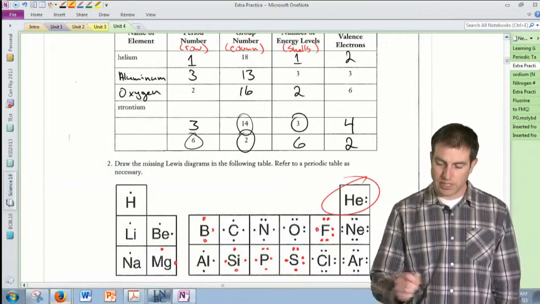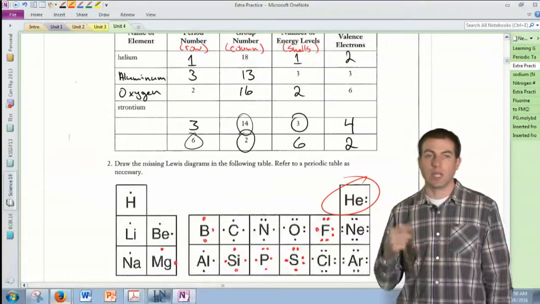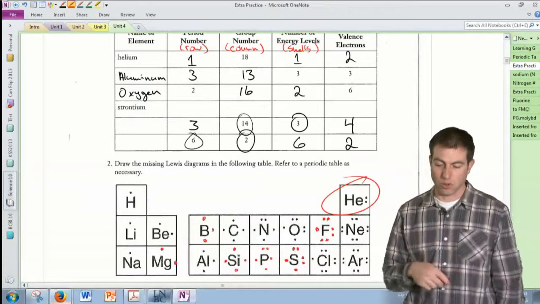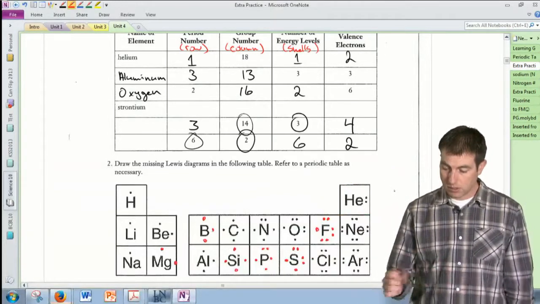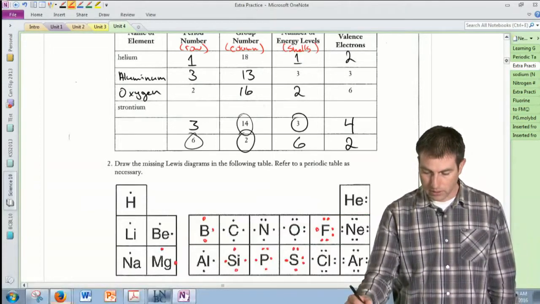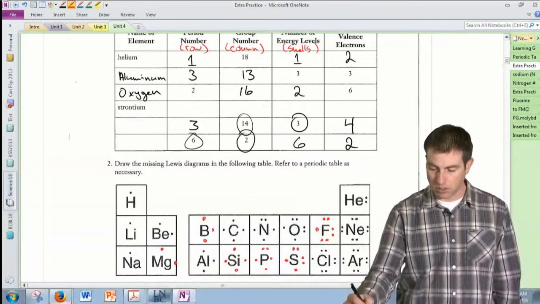The exception here is helium, because it's in the first period or first row. It's only going to have 2 electrons because that's all it has room for. After that, it's full, and we move on to the next shell. So that's a really cool way to do these types of questions, understanding that things get repeated on and on and on again.